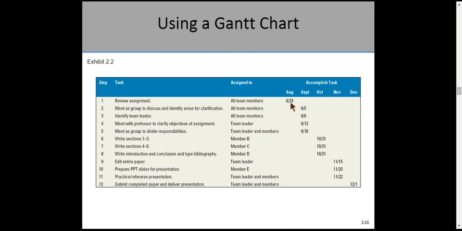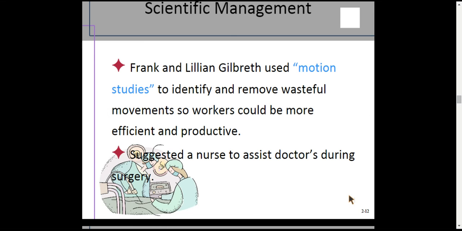How do all the other dates? Are you going to be behind, or are you going to be able to catch up at some point? Right. So that's kind of what a Gantt chart allows you to do.